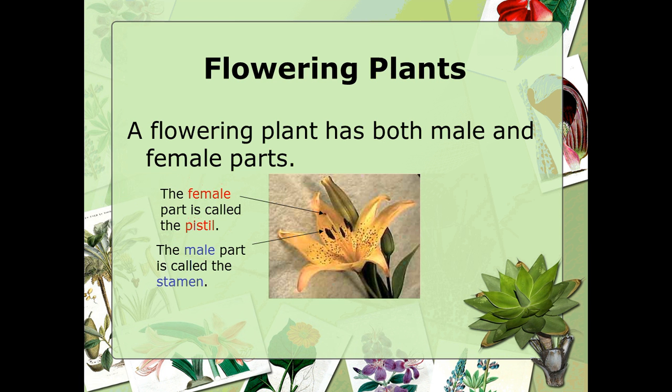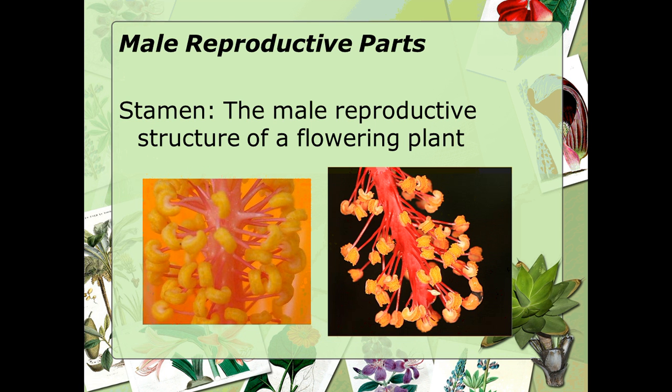We'll start by talking about flowering plants. Flowering plants have both male and female parts. You should have noticed these parts when doing your dissection. The female part is called the pistil, and the male part is called the stamen. The next several slides will go through more detail about both the male and female reproductive parts of the flowering plant. Let's start with the male reproductive parts.